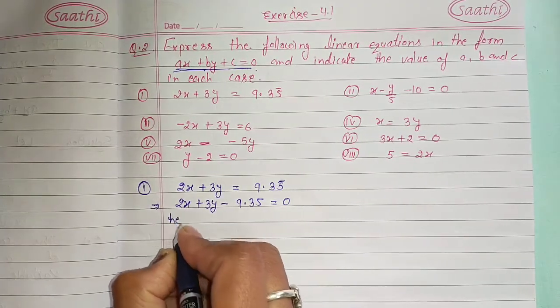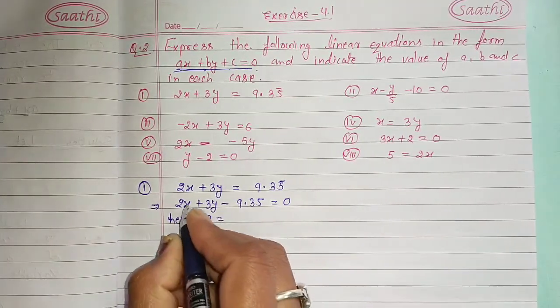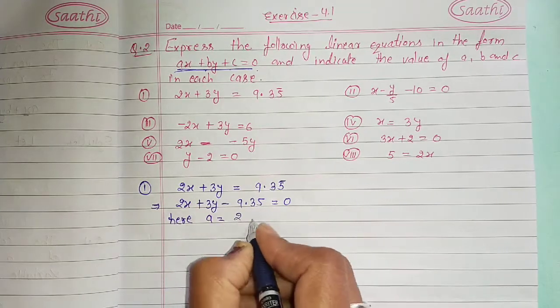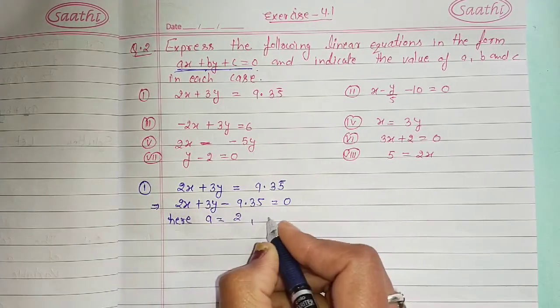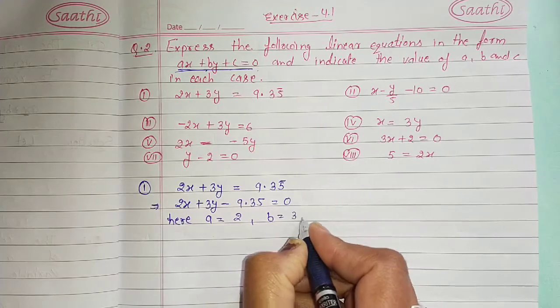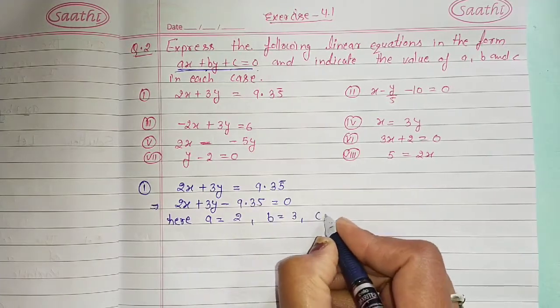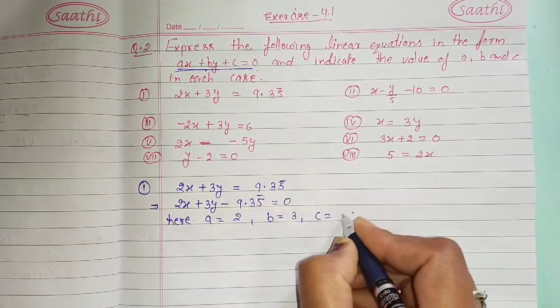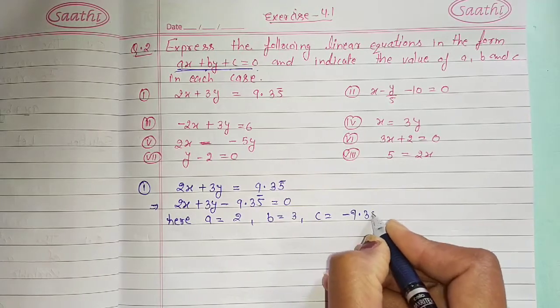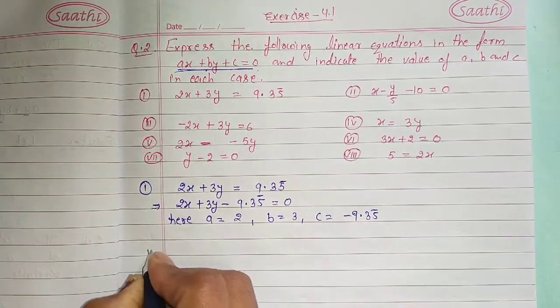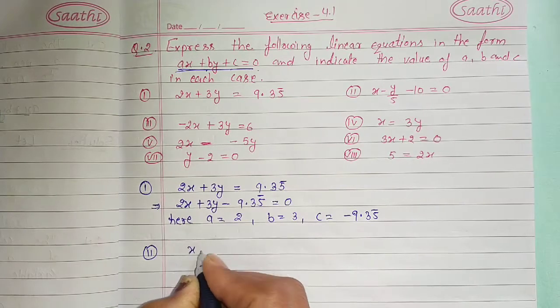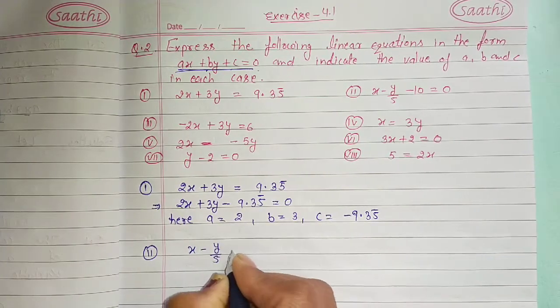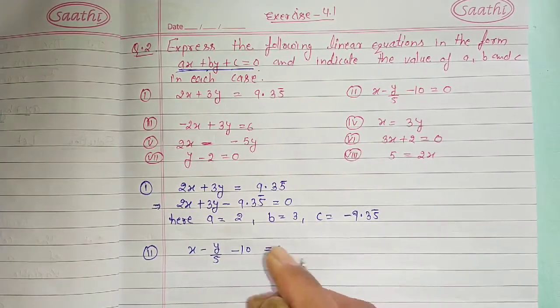Here, a is equal to the coefficient of x, that is 2. b is the coefficient of y, that is 3. And c is the constant term, that is minus 9.35 bar.